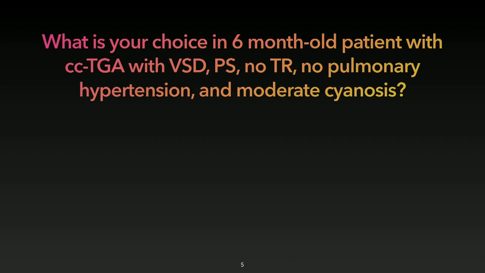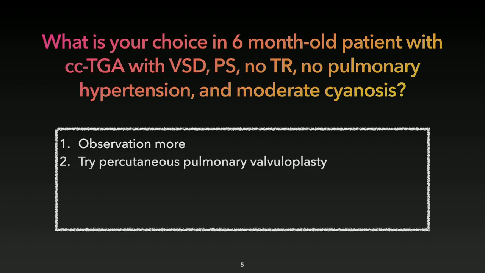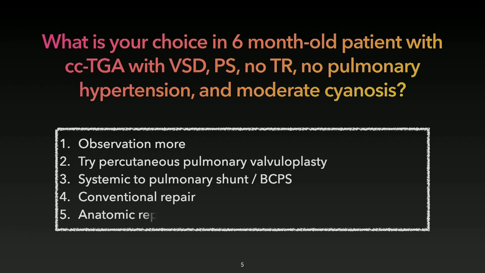So what is your choice? 6-month-old patient with ccTGA with VSD and severe PS, no TR, no pulmonary hypertension, and moderate cyanosis. I prepared the vote. There are options below. Number one is observation, and number two is transcatheter percutaneous pulmonary valvuloplasty. Number three is systemic-to-pulmonary shunt or BCPS. Number four is conventional repair. Number five is anatomic repair like DSO. So you can enter in Menti.com and please choose your choice now.